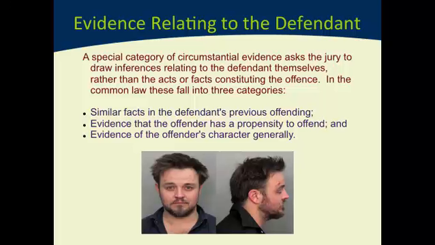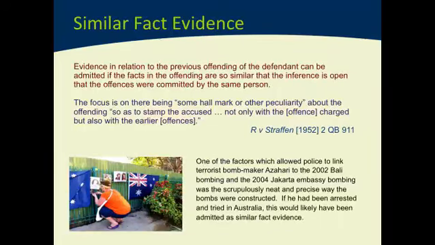And in fact there are, but the rules around them are very, very tight to make sure that this evidence is only ever used in a probative rather than a prejudicial sense. There are 3 types. First is similar facts in the defendant's previous offending. Second, evidence that an offender has a propensity to offend. And third, evidence of an offender's character generally. Let's look at them separately.